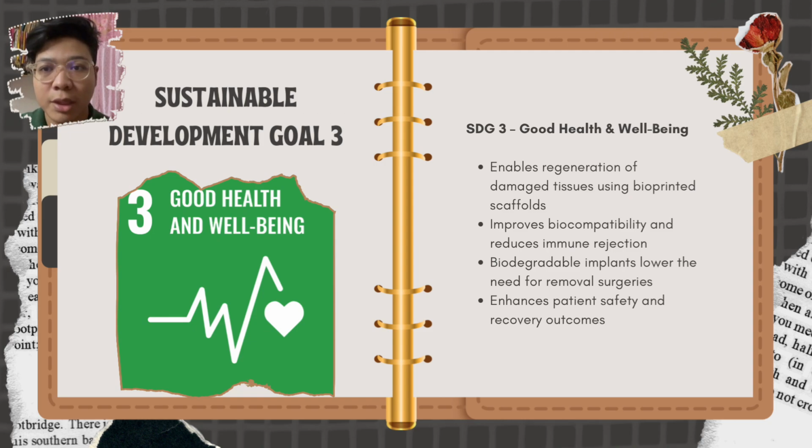We will be moving on to Sustainable Development Goal number 3, which focuses on good health and well-being. Bioprinting and tissue engineering strongly support this goal by enabling the regeneration of damaged or diseased tissue using bioprinted scaffolds. These scaffolds are designed to be highly biocompatible, which helps reduce immune rejection when implanted into the body. This improves patient safety and increases the success rate of treatment.